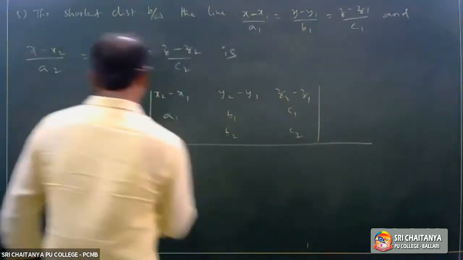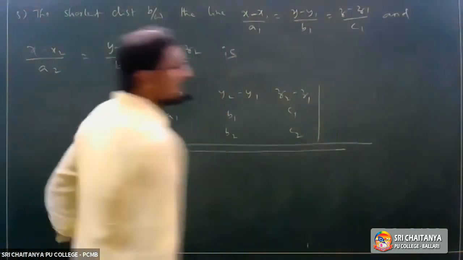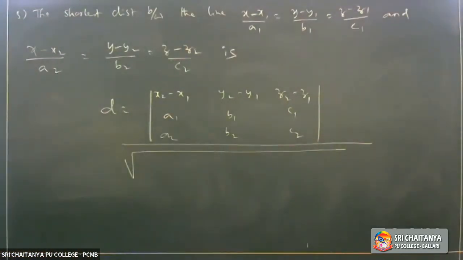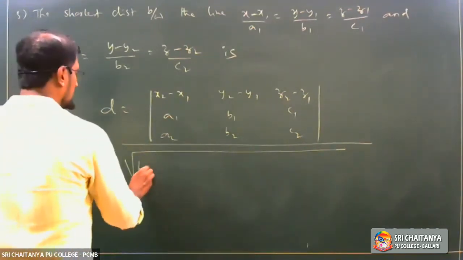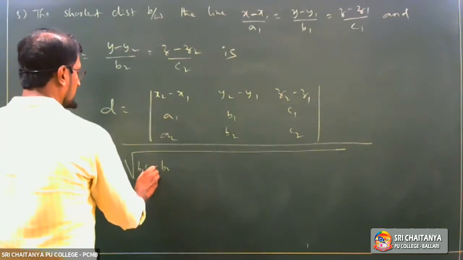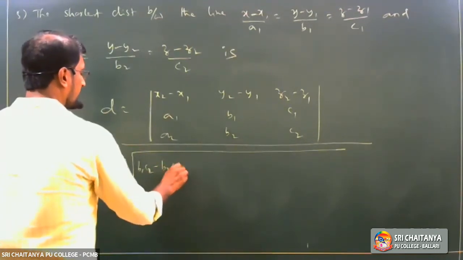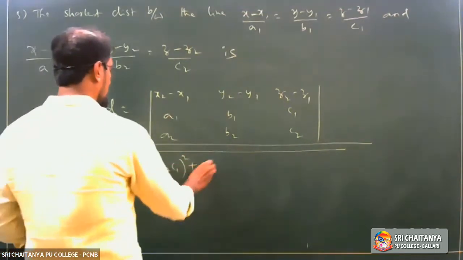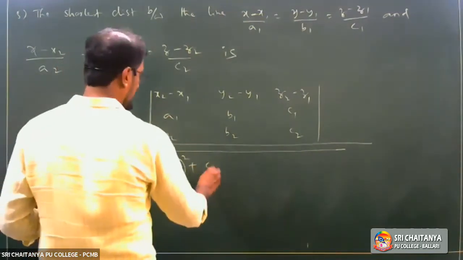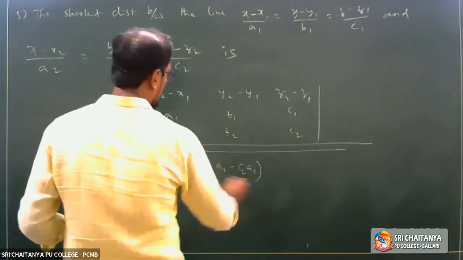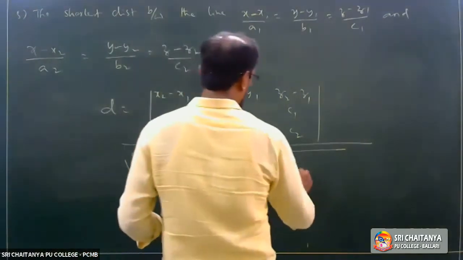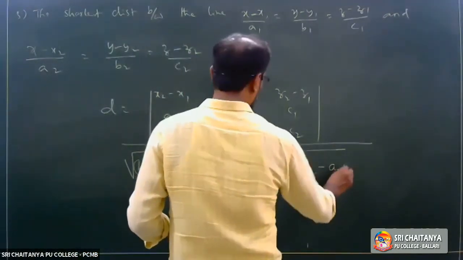upon the root of (b1 c2 minus b2 c1) whole square plus (c1 a2 minus c2 a1) whole square plus (a1 b2 minus a2 b1) whole square. Of course the formula seems very big, but it is very easy to do, nothing to worry.